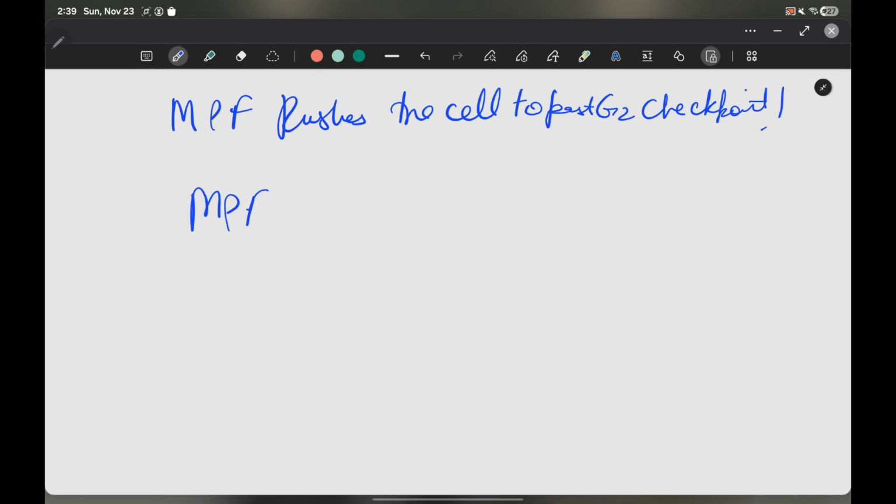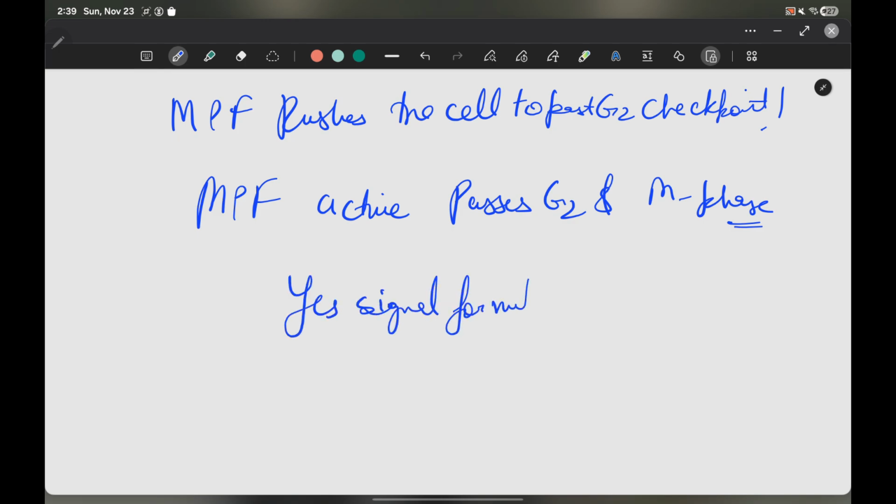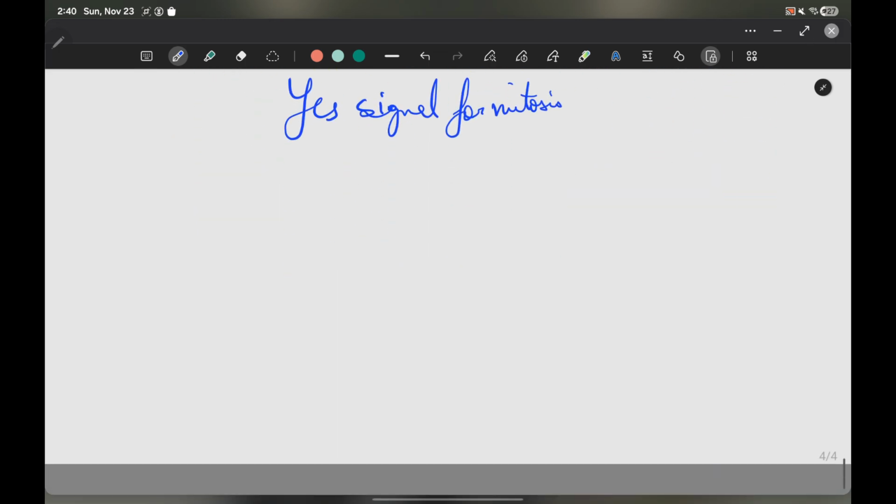If MPF becomes active, it passes G2 and enters into M phase, which we can say is the yes signal for mitosis. Now, how does it become active?